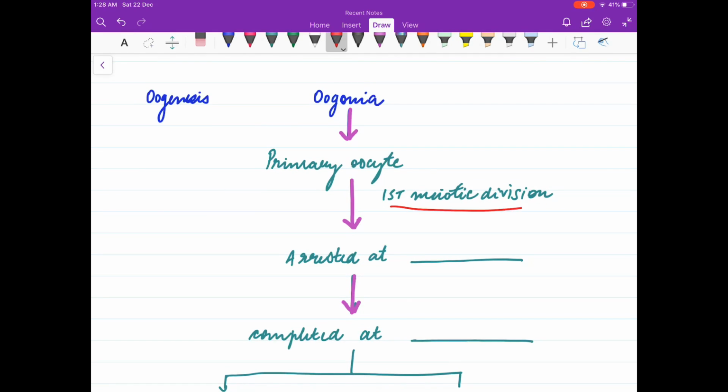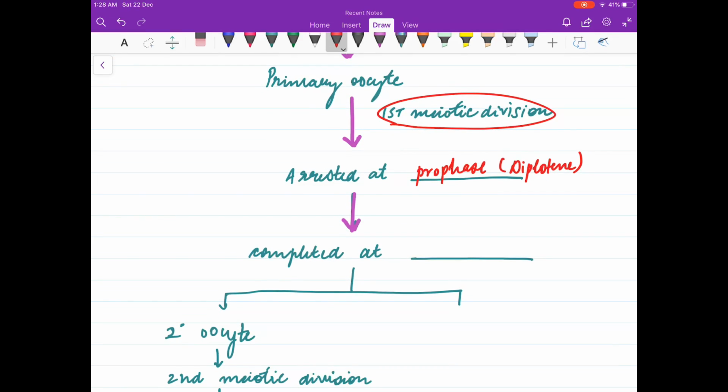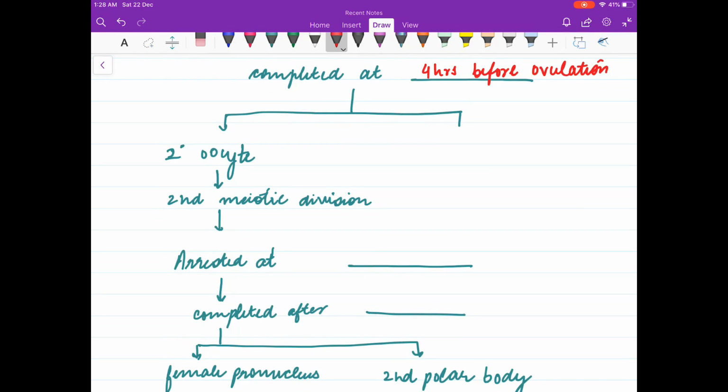Oogenesis: the first meiotic division is arrested at prophase, basically the diplotene stage, and it is completed 4 hours before ovulation. The exact answer can be at ovulation also. The second meiotic division is arrested at metaphase stage, and it is completed after fertilization.